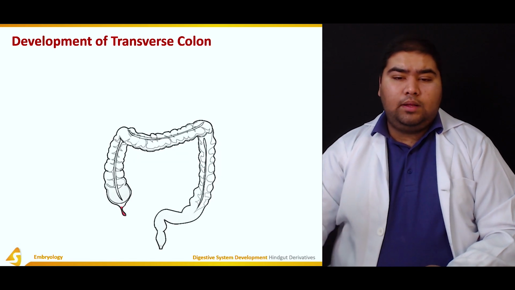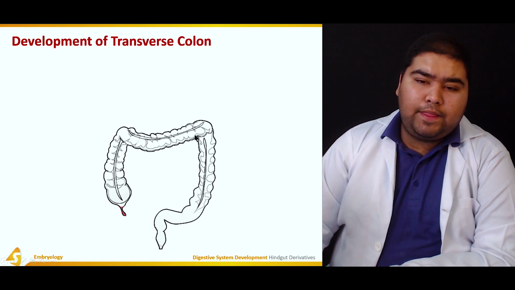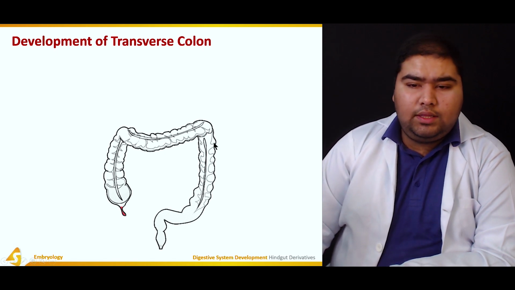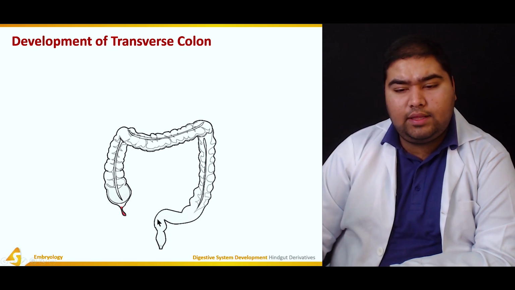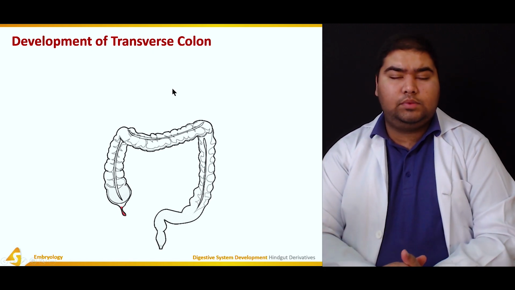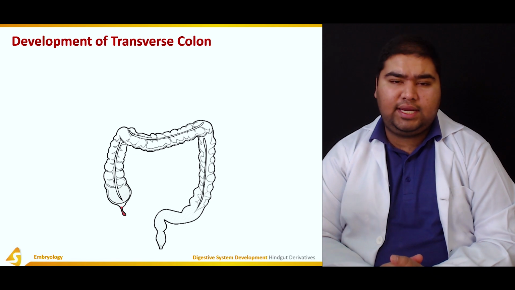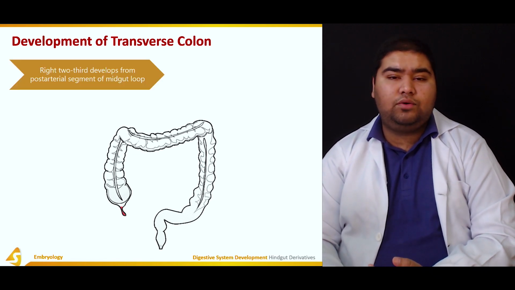So this is the proximal 1/3 of the transverse colon. Then we have this descending colon. Then we have the sigmoid colon, then we have the rectum and the upper part of the anal canal. This is the entirety of the hindgut. We're talking about the development of the transverse colon now.